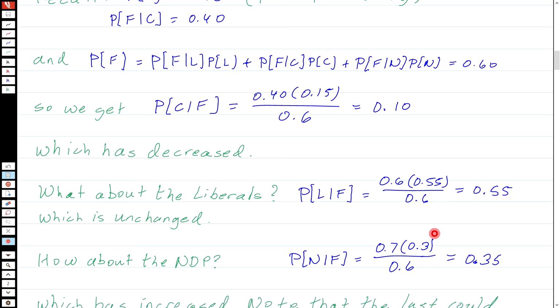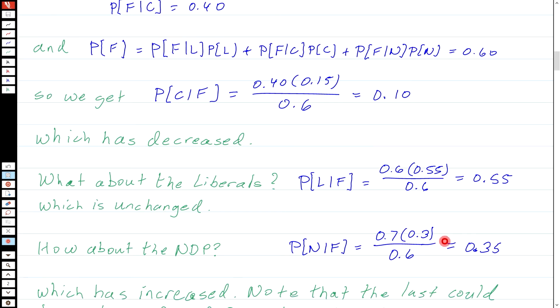How about the NDP? Well, we know that the probability of NDP getting in given funding must be 1 minus the sum of these two. This is 0.65, so it's 0.35, or we could compute it as probability of funding given NDP, which was 70%, times the probability of NDP getting in, which is 30%, divided by the probability of funding, which is 0.6, and that works out to be 0.35. It was 0.3, it has actually gone up, because the NDP was the most likely to provide funding, so the fact that we got funding suggests a stronger possibility of the NDP getting in.